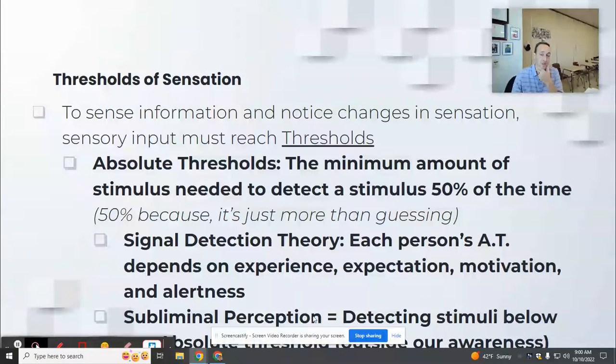Sometimes we can have what's called subliminal perception, which is detecting stimuli that is below your absolute threshold, below our level of awareness. We think we are smelling something, we think we are hearing something, when in reality it's not actually there. And that's what we call subliminal perception. This can happen for a number of reasons, but a lot of it is psychological. It's based on our experiences and our expectations. We can think that something is there when in reality the sensation is not actually happening, which is kind of fascinating. So we'll talk more about absolute threshold tomorrow.